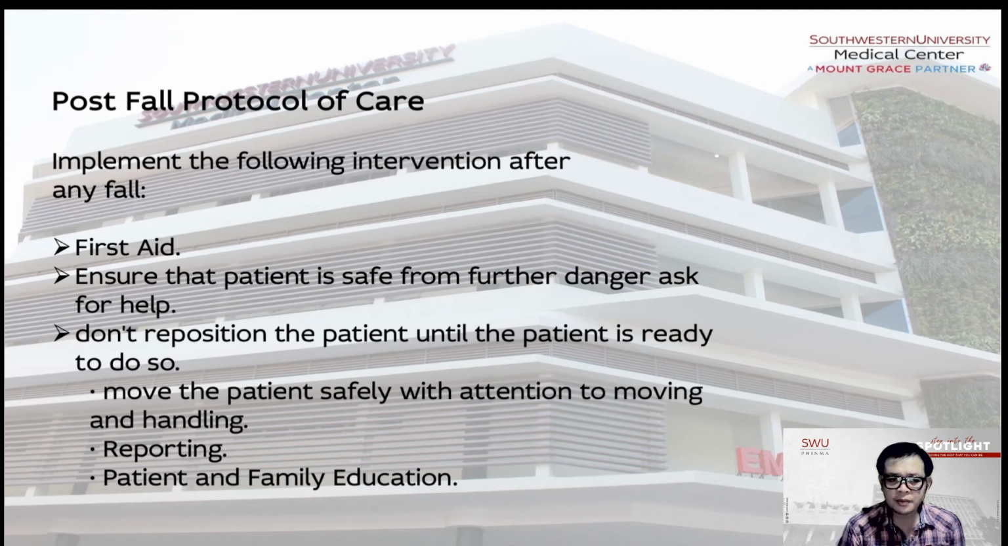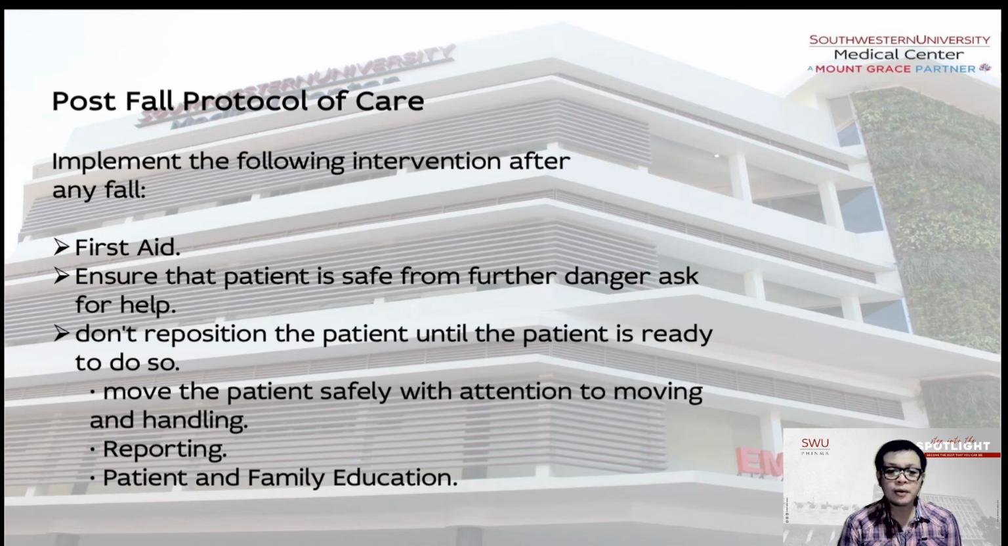And please do not reposition your patient until the patient is ready to do so, because we have to suspect that there might be some fractures or major injuries. We might move our patient, which would lead to further injuries in that scenario. You try to move the patient safely with attention to moving and handling, and there should be proper reporting and proper documentation. The nurse supervisor should be informed of the incident of fall so that we can make a report.